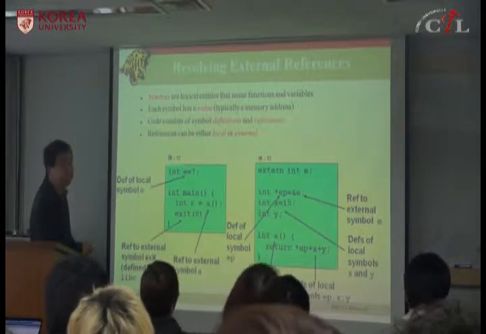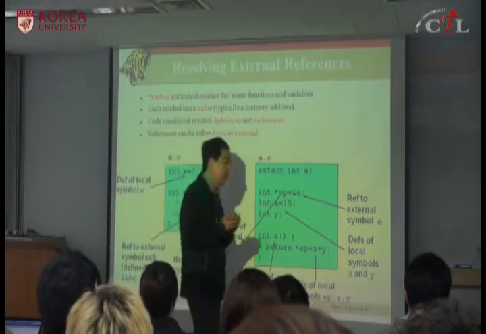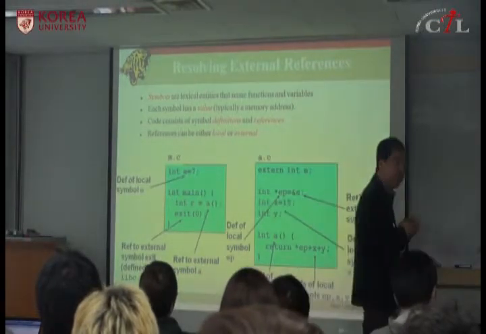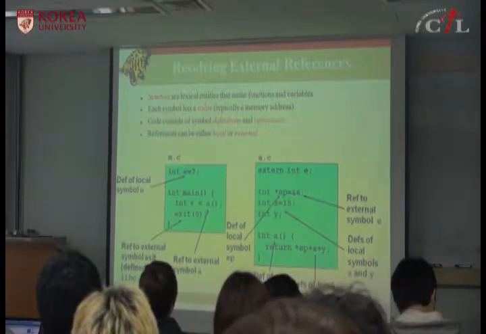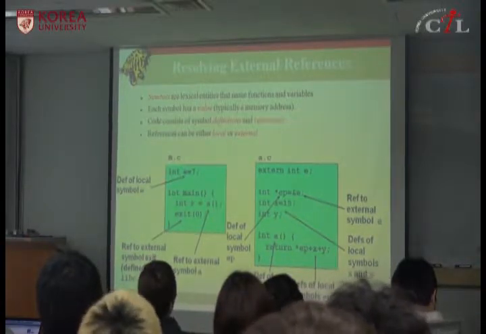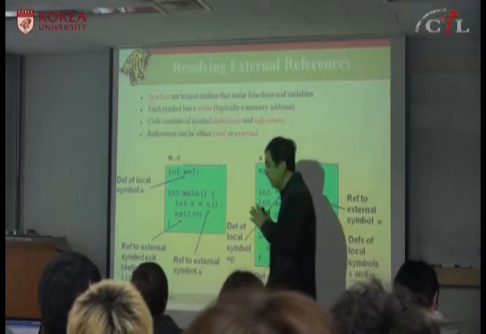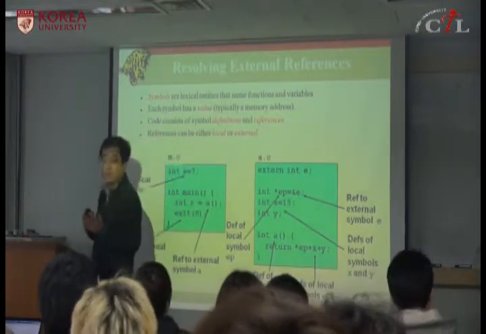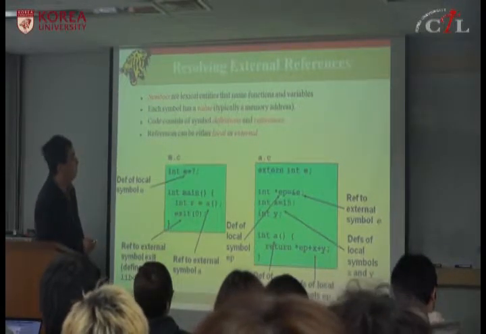Okay? So symbols deal with all global variables or static variables. A symbol is not a variable. A symbol can be a variable or a function. Okay? It is a kind of lexical entity that the linker is interested in. Okay?